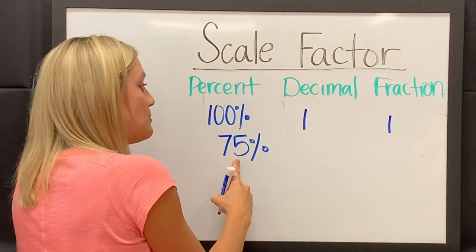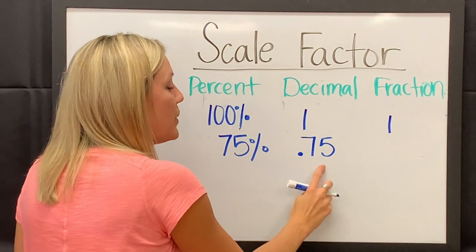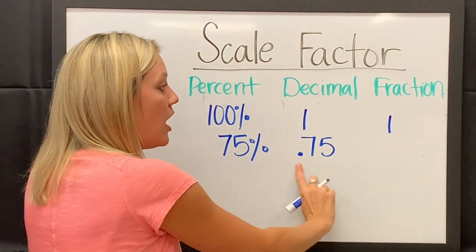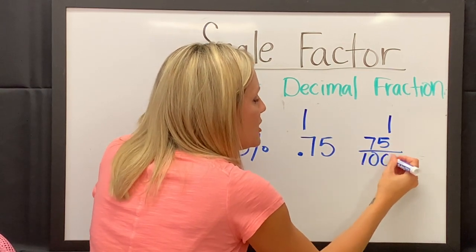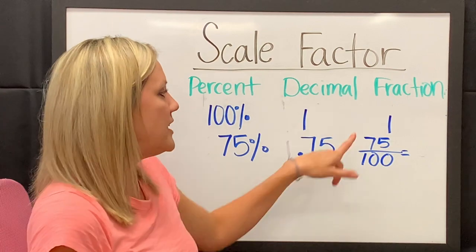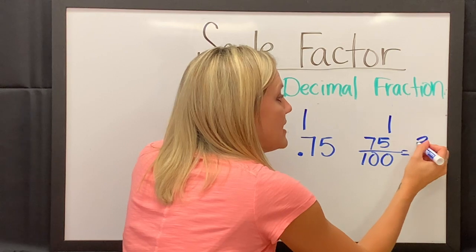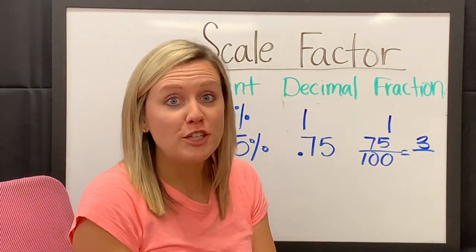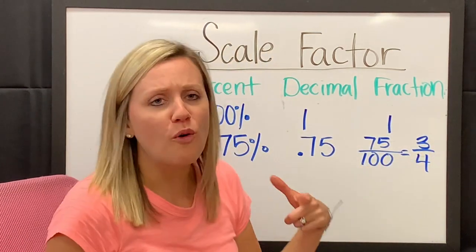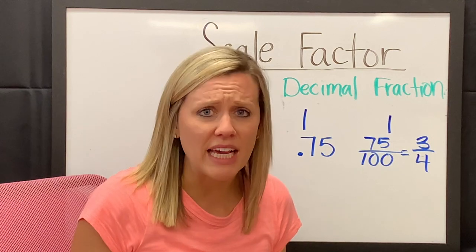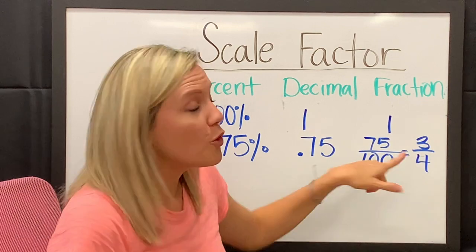And if we move our decimal twice, we get 0.75, or we could write this as 75 hundredths. That's what place value it goes out to. And you probably already know this, but 25 goes into both of those numbers. 25 goes into 75 3 times, and 25 goes into 100 4 times. And whenever I work with the number 4 in the denominator, I always think of money and I always think of quarters. So 75 cents would equal 3 quarters.